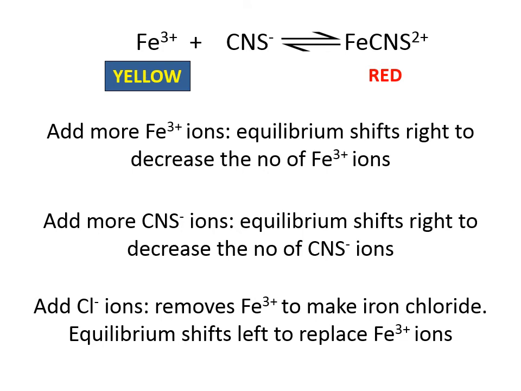Now, the reason this removes iron is because iron chloride is insoluble, so that's going to precipitate out of the solution. And you're going to be left with less iron ions, so the equilibrium is going to shift to make more iron ions, and in the process it's going to turn yellow.